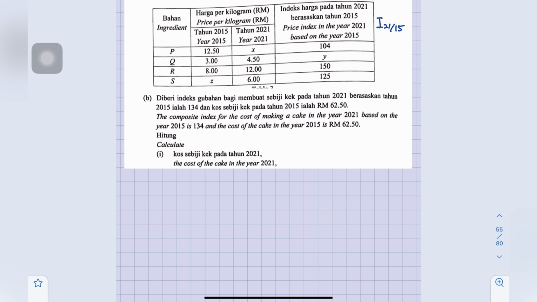B, the composite index for the cost of making a cake in the year 2021 based on the year 2015 is 134, and the cost of the cake in the year 2015 is 62 ringgit 50. Calculate the cost of the cake in the year 2021. So B(i), composite index. I bar 21 base 15 equals 134. We can use the formula of price index, which is price in year 21 over price in year 15 times 100 equals 134.